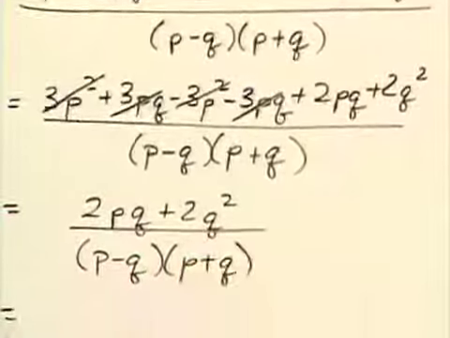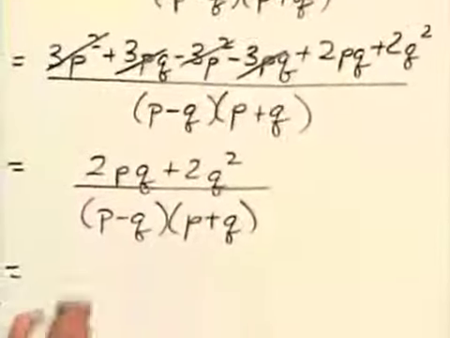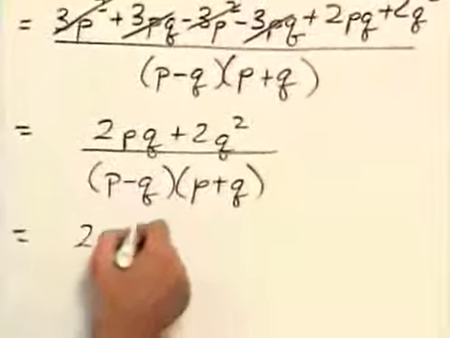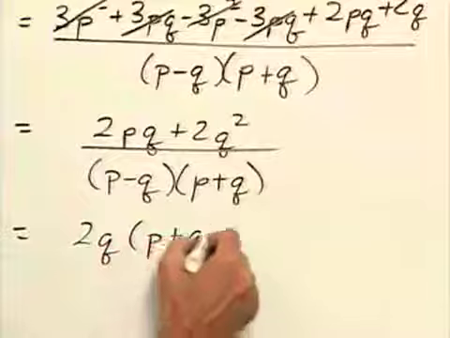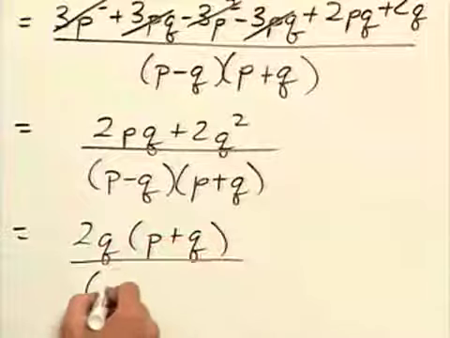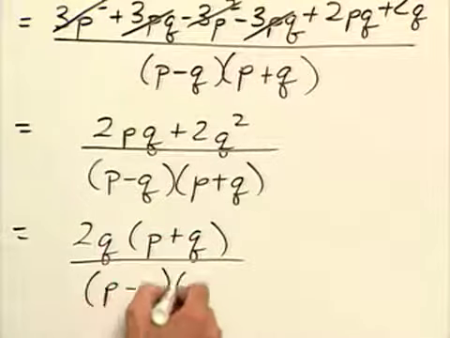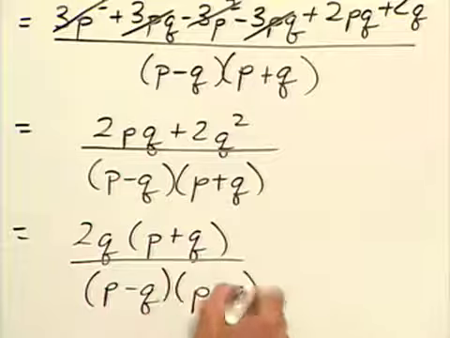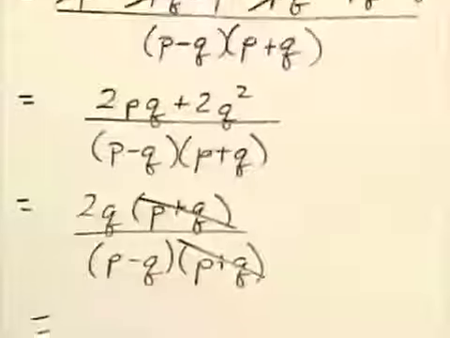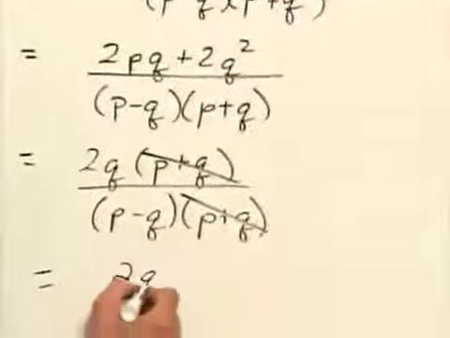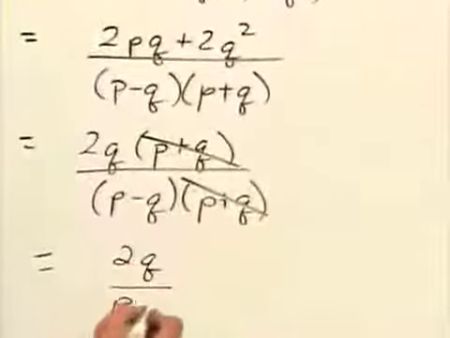Now, if we factor the top, factor out the greatest common factor of 2q, we'll be left with p plus q all over p minus q times p plus q. Now we have like factors of p plus q. We'll cancel those out, and we're left with our solution, which is 2q divided by p minus q.